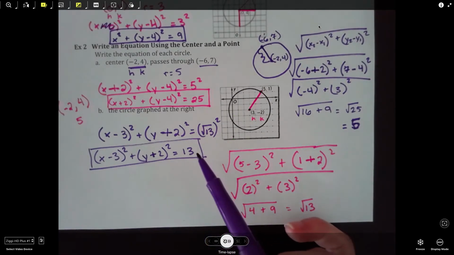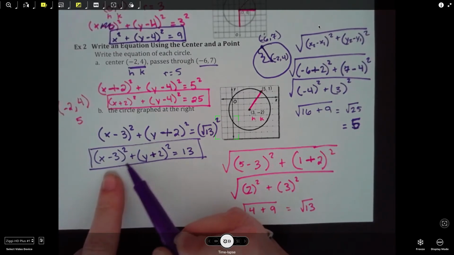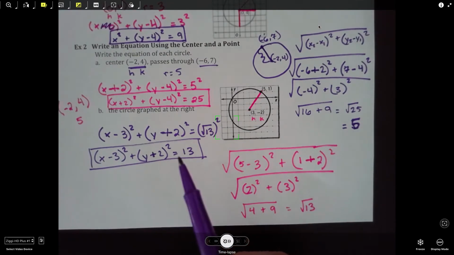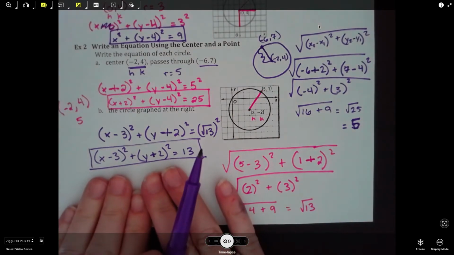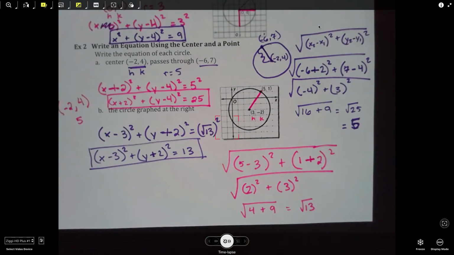Now, when you write the equation of a circle, make sure that you're not trying to FOIL this out, x minus 3 squared. Don't try to FOIL that, or the y plus 2. The equation of a circle just comes out as is, with those quantities squared. So don't worry about trying to simplify that at all. Okay. All right.